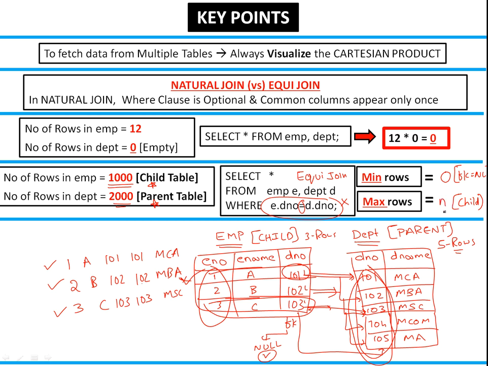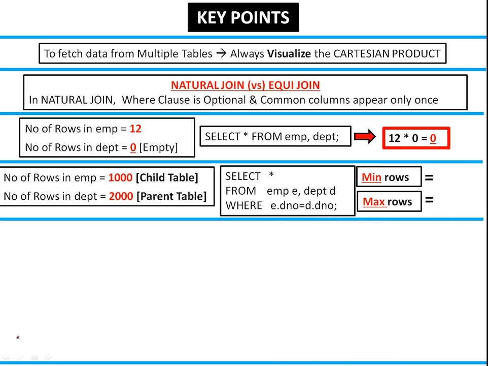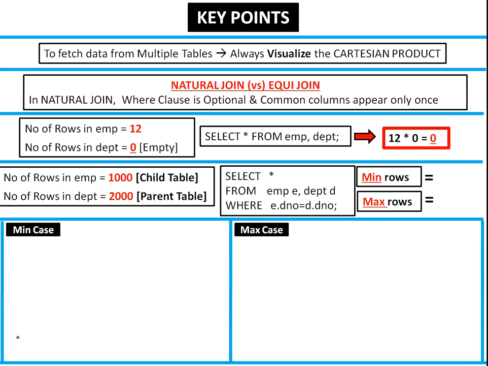So, minimum maximum depends purely on the foreign key constraint. So, if all are free employees, minimum will be 0. If all are working employees, then maximum comes, which is all employees. So, that point please try to understand in a different way. It is the minimum case, it is the maximum case. Minimum comes if all are free employees, maximum comes if all are working employees.